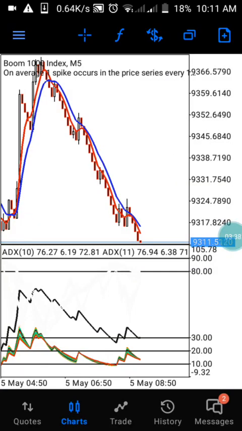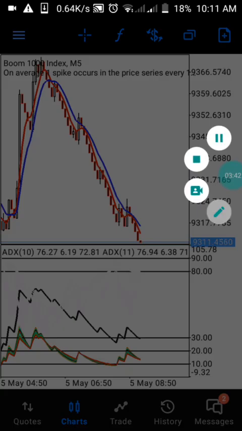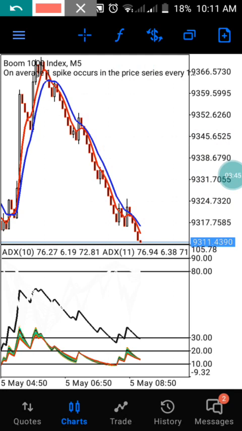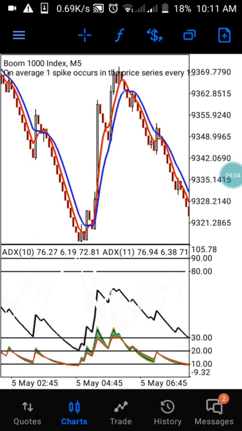So guys, let me explain how you can use this strategy to catch a spike on Boom 1000, Boom 500 and Boom 300. You see, we have these two moving averages on our main chart. It always shows us the movement of the market. You see, anytime we have our blue crossing our red line, it means that the market is on a downtrend. And anytime we have our blue crossing the red, it is giving us an uptrend market.